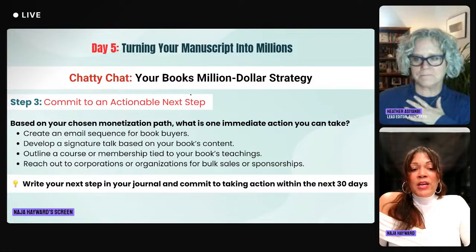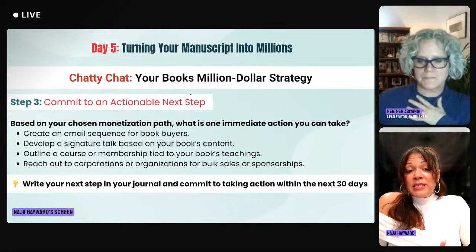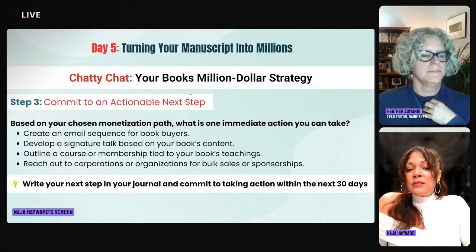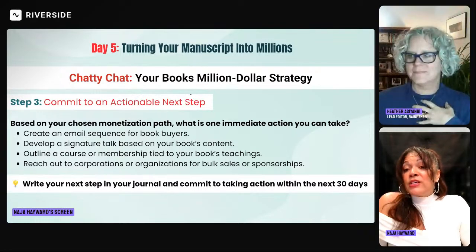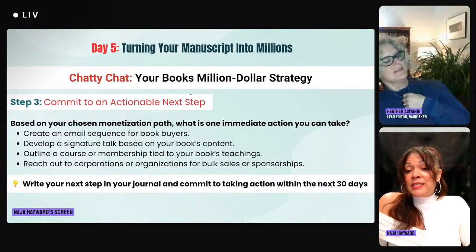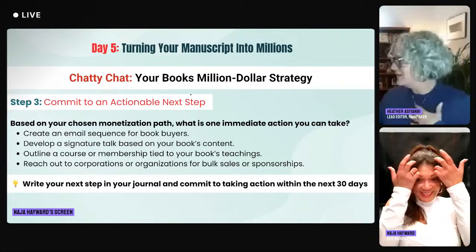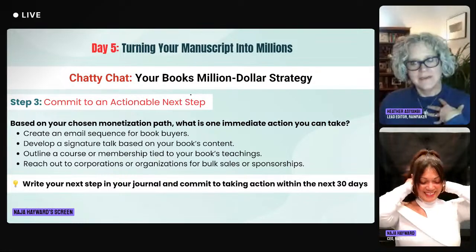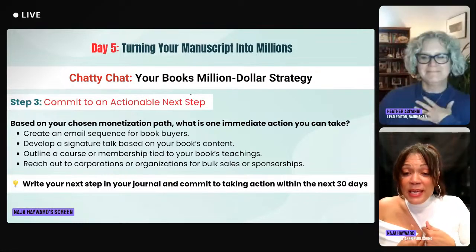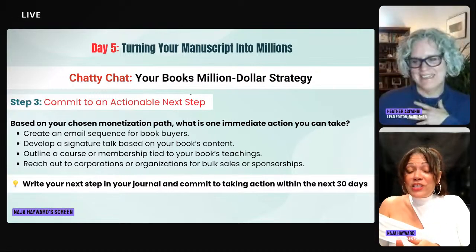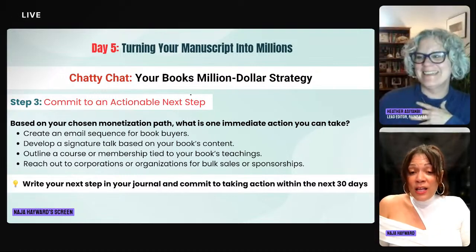So we want you to write your next step in your journal and commit to taking action within the next 30 days. And I'm going to challenge you to even take action within the next 7 days, because 30 days is like a year. 30 days is like saying, never mind. I'm looking around like, who is she talking to? I'm talking to me. I'm talking to you. I'm talking to everyone on this chat. I'm talking to all of us.